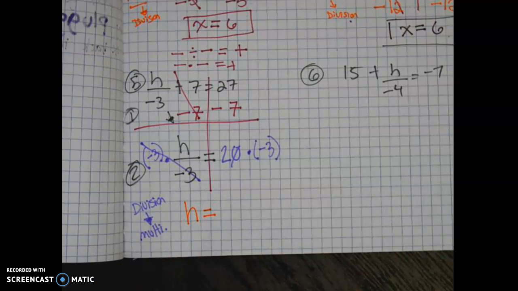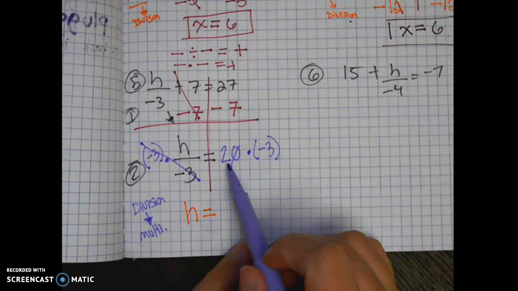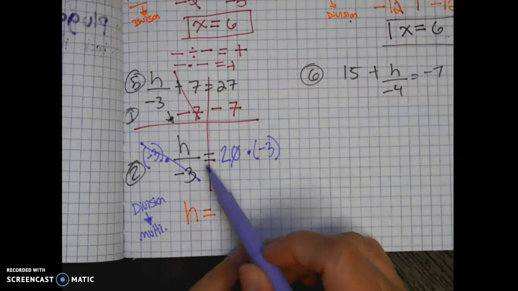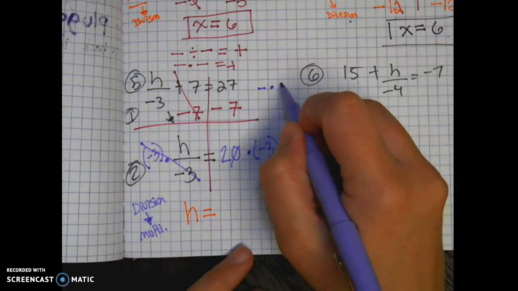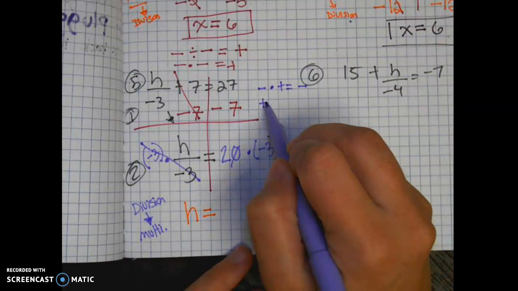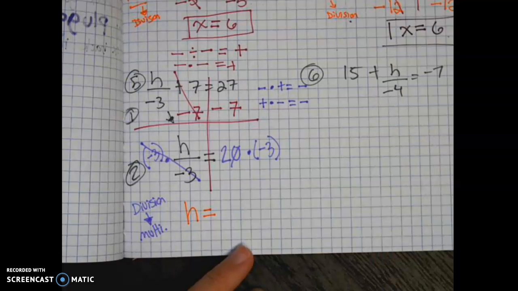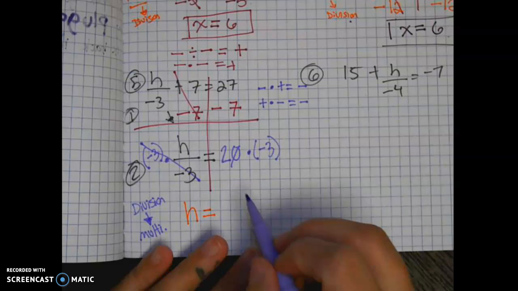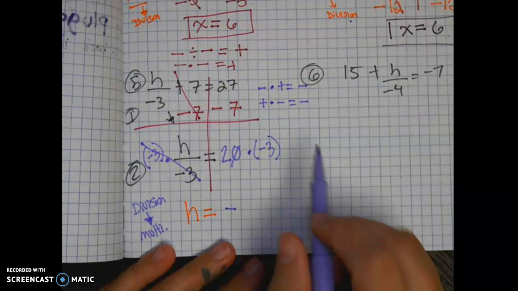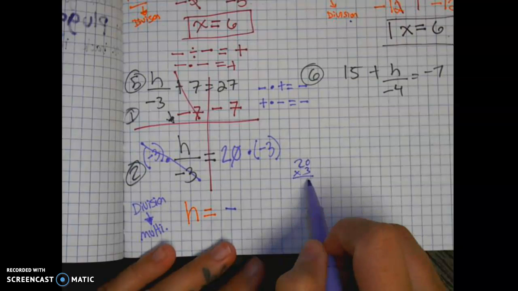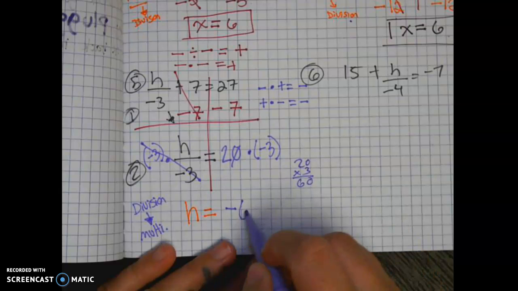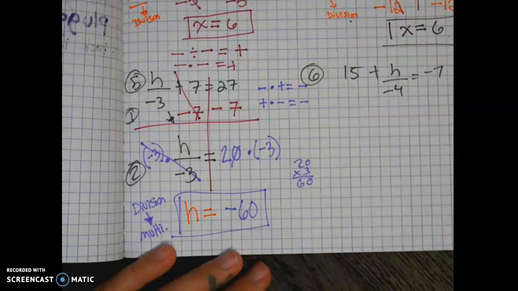equals, now remember, a negative times a positive is going to give me a negative, or vice versa, it's still going to be negative, doesn't matter the order. Anytime the signs are opposite, whether it's division or multiplication, it's going to be negative. So I know my answer is going to be negative. Now I just need to do 20 times 3, which is 60. So my h is negative 60.